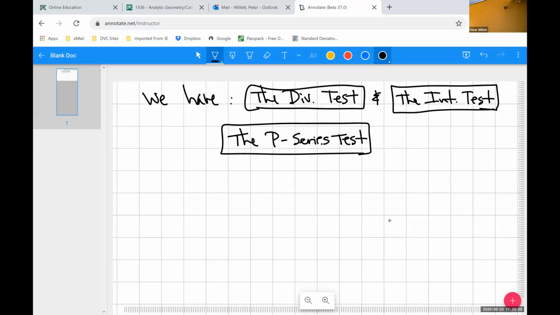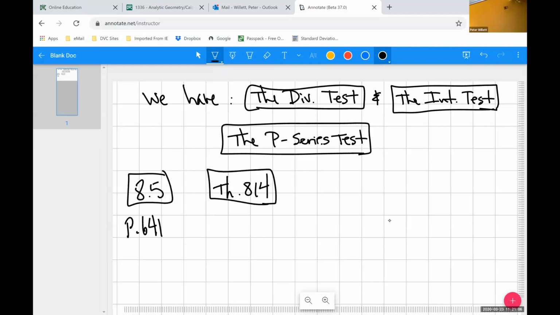Now we're into 8.5, which begins on page 641. And we begin with theorem 814, which is the ratio test.